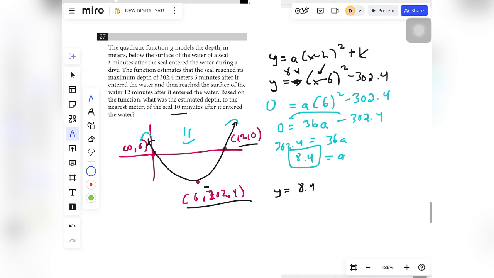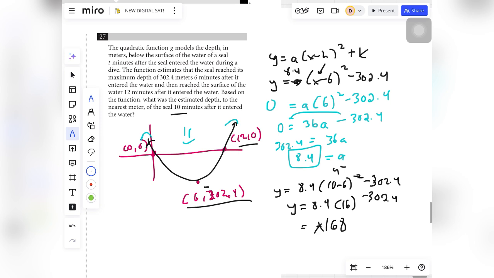So I know my parabola y equals 8.4 times x, which is going to be 10, right? That's what we're solving for, minus 6 squared minus 302.4. And when I do all the math, I'll get 8.4 times 4 squared, which is 16, minus 302.4. And when I get that, I'm going to find my final answer is negative 168, but that's not the answer. We're looking for the depth, and the depth is measured in positive meters. So I'm going to plug into my typing screen positive 168, not negative 168. Be super careful.